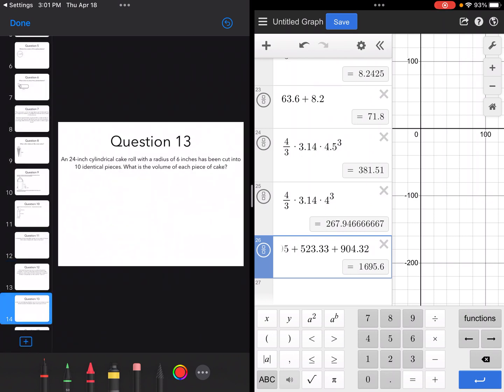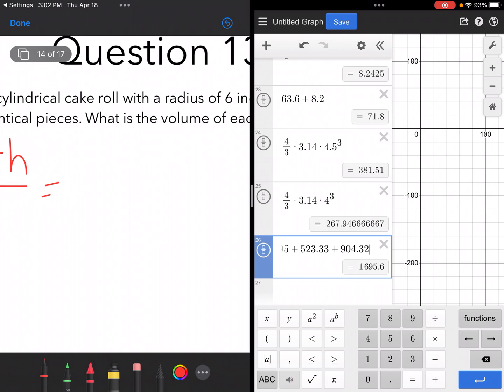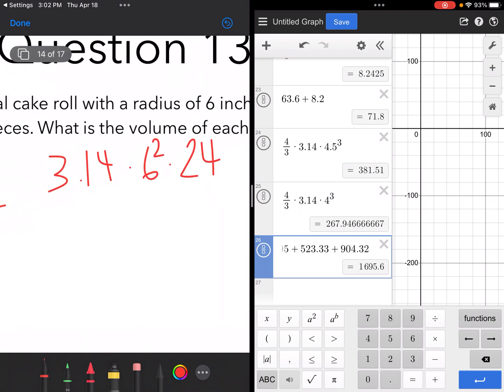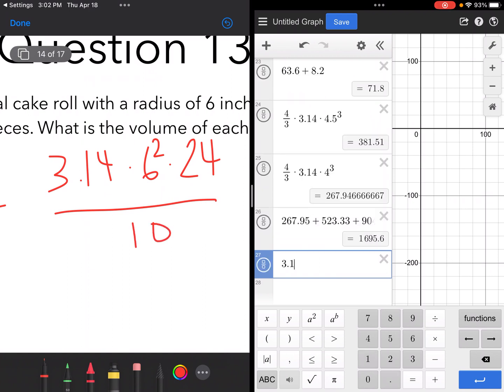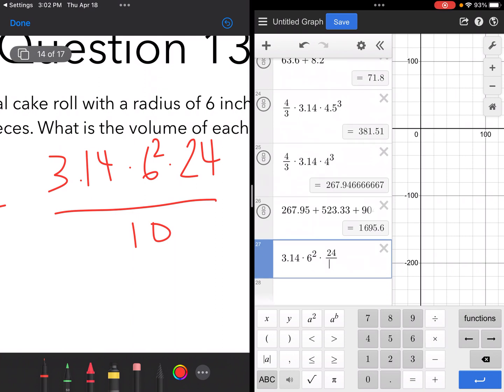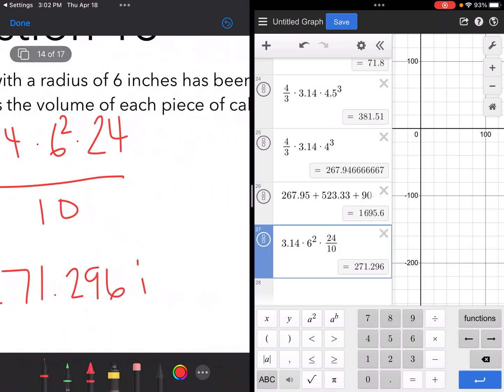All right, you have a cylindrical cake roll with a radius of 6 that's been cut into 10 identical pieces. What is the volume of each piece of cake? So we have pi times radius squared h divided by 10. So 3.14 times 6 squared times 24, all divided by 10. And I get 271.296 inches cubed.